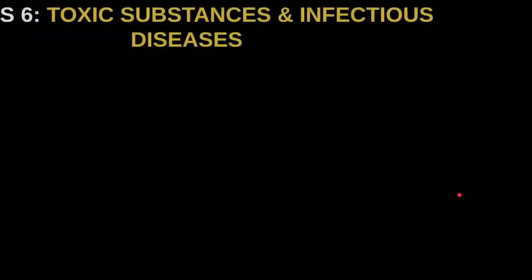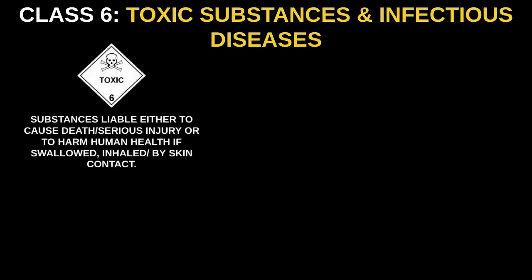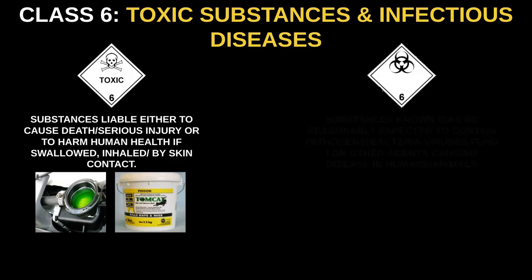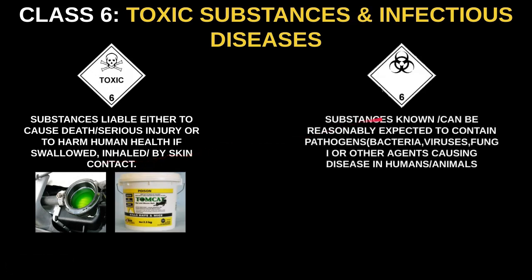Class 6 are your toxic substances and infectious substances. Class 6 covers two groups: toxic substances. These are substances liable to cause death, serious injury, or harm to human health if swallowed, inhaled, or in contact with the skin. Infectious substances. These are known or reasonably expected to contain pathogens like bacteria, viruses, fungi, or other agents that cause disease in animals or humans.